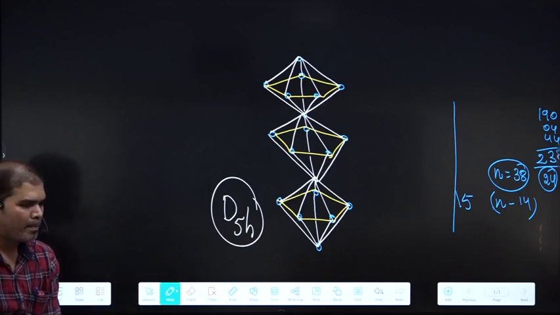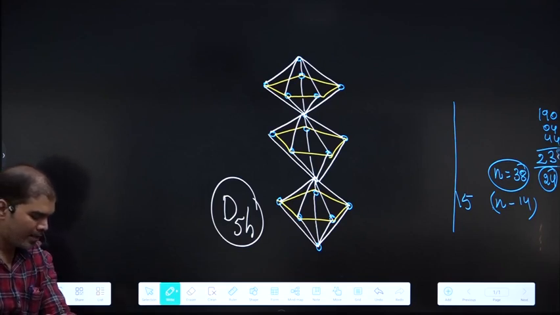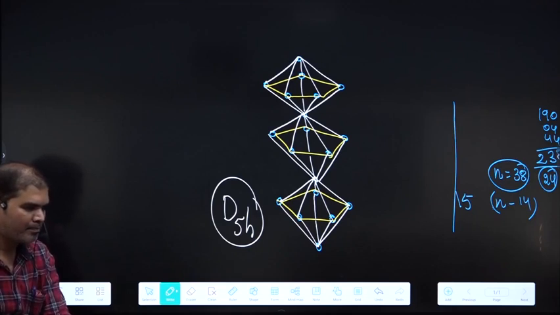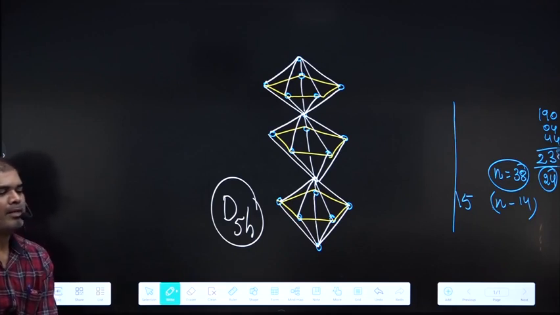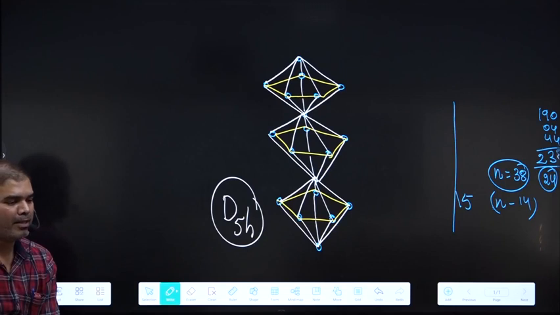Write down a point. There are several metal clusters which were unexplained by PSEPT.